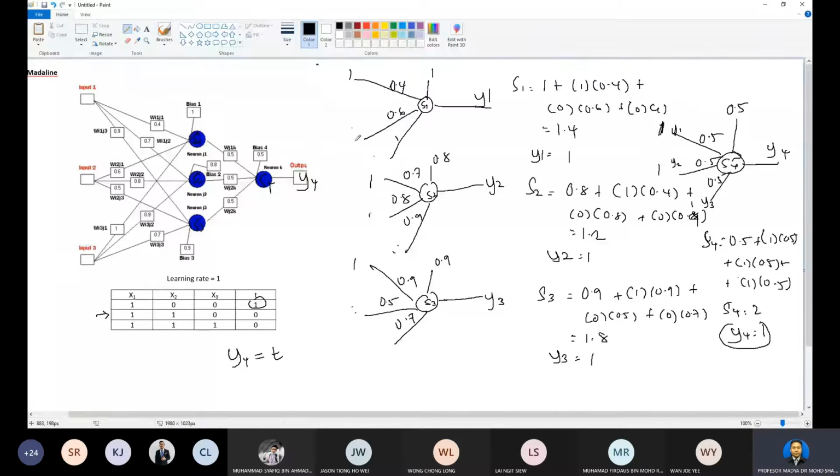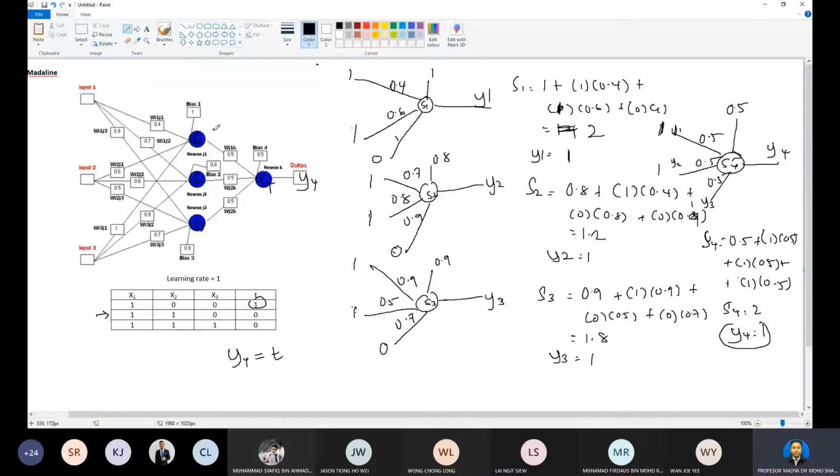iteration will be different. The input is 1 1 1 1 0 1 1 0 1 1 0. So this one you have to change now. This one 1 plus this one same. This one 1 multiplied by 0.5. So the answer will be 2. So y equals 1. For the second iteration, y1 equals 1 here.